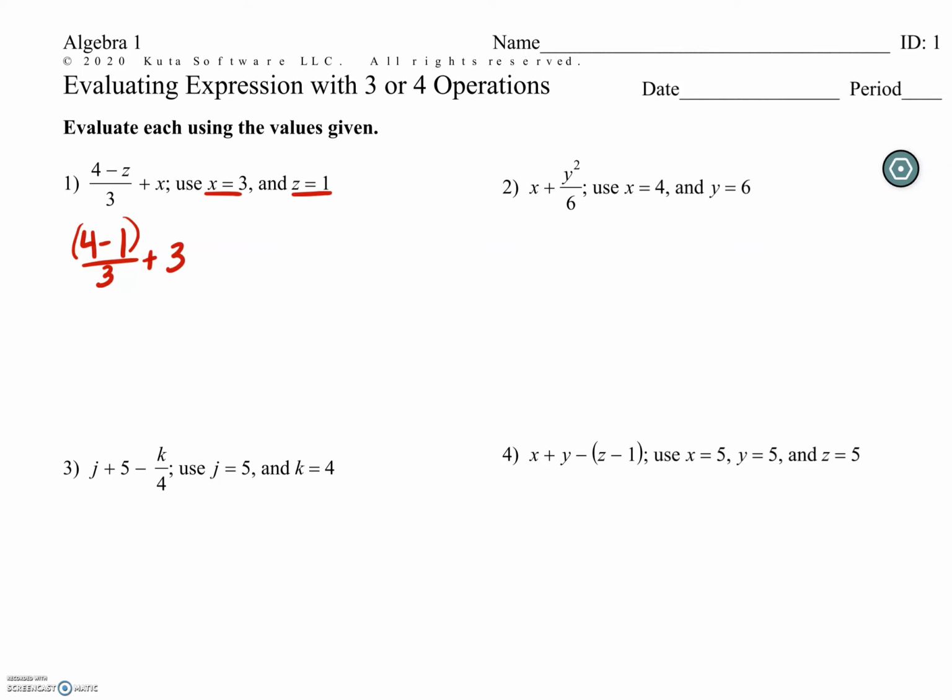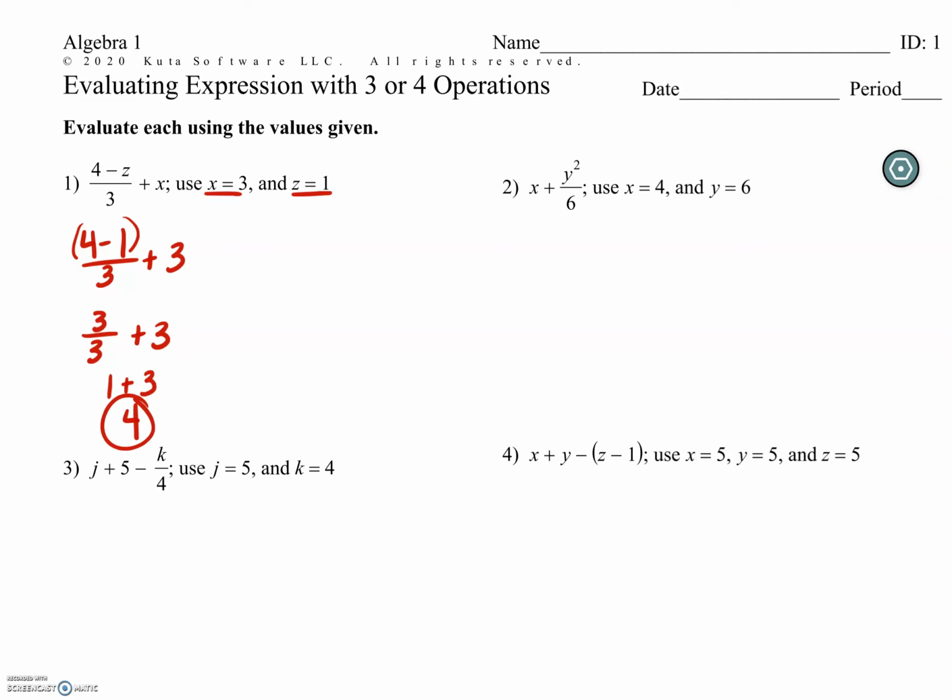So we're going to take 4 minus 1, which would be 3, and it's still over 3, and we still have the plus 3 out to the side. 3 divided by 3 is 1. We still have the plus 3, and now we have 1 plus 3, which is 4, and that would be our final answer.